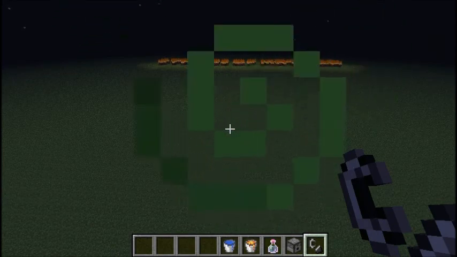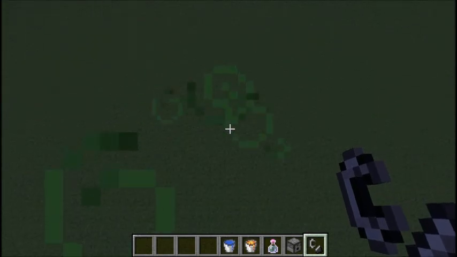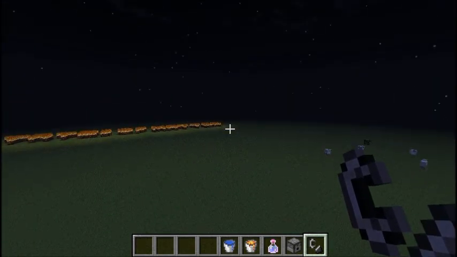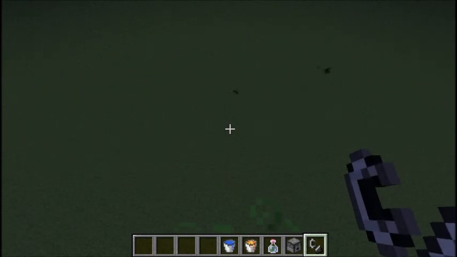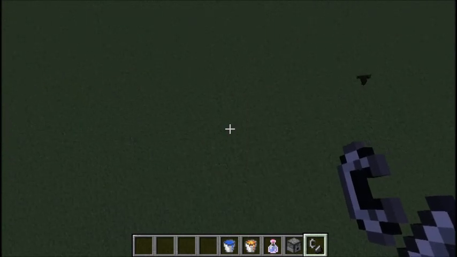Next, we have flammable. Flammable is basically fire. Anything that easily catches on fire. So I'll just drop down here, and as you can see, this grass is very flammable.